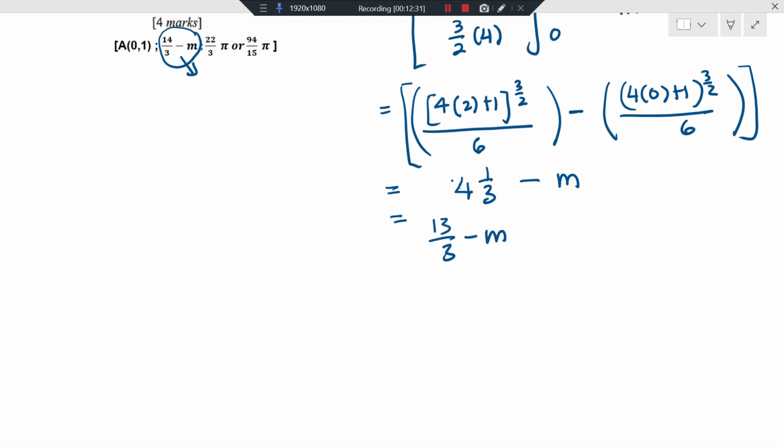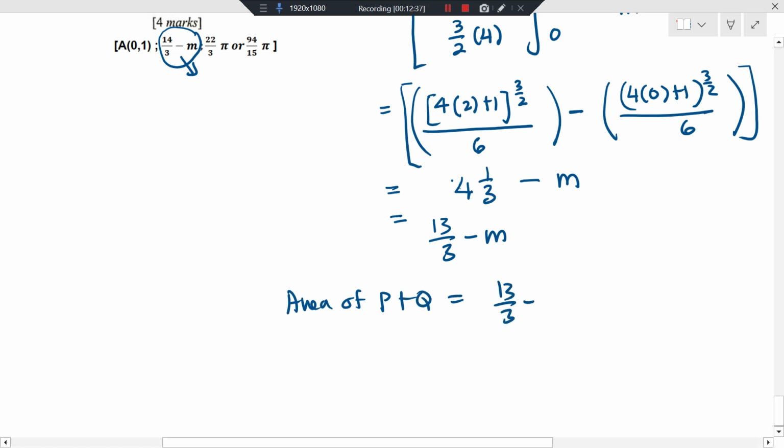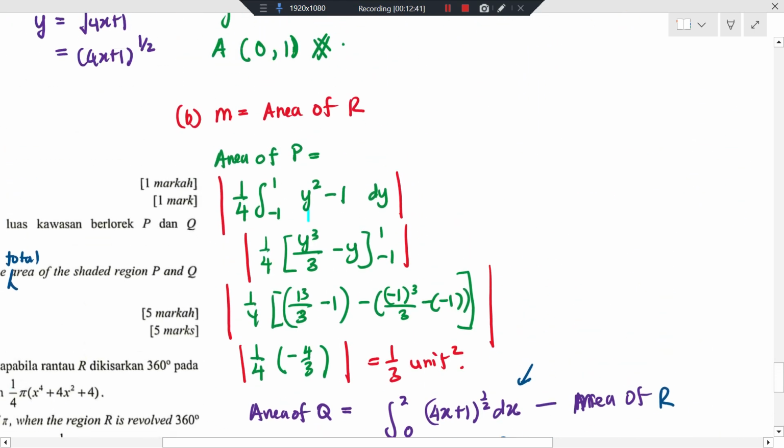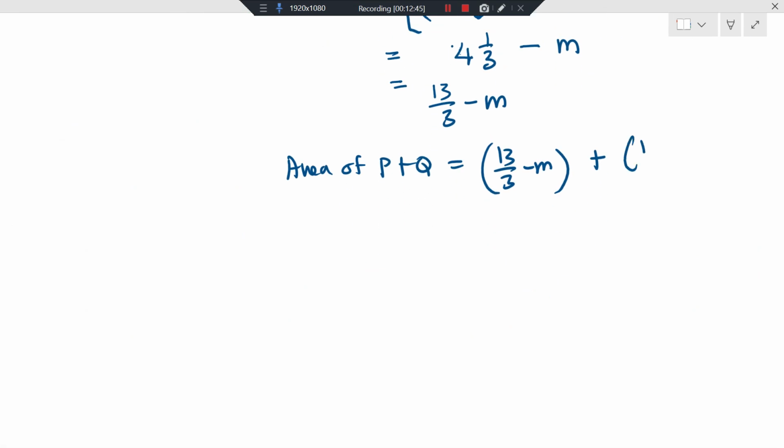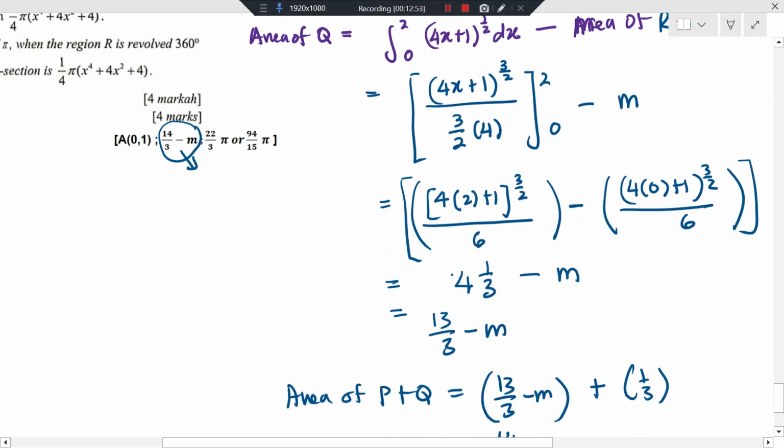Now it works. Okay, area of P plus Q. 13 over 3 minus M plus, what is your area P? Just now we calculated 1 over 3 unit square. So 1 over 3. In total it becomes 14 over 3 minus M, which tallies with our answer. Okay. Yes, we got the answer.